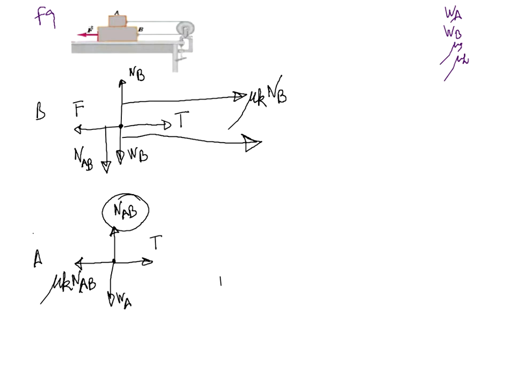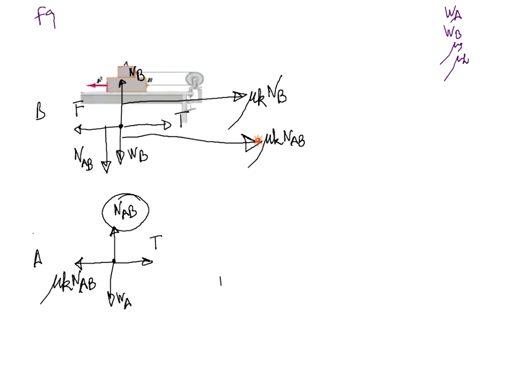That's the one we just did, right? Exactly. Exactly, Jimmy. Okay? And this one must be Mu K NAB. So this is the tricky part. This frictional force on B is going right. On A is going left. It's the same force though. Newton's third law shows up again. Okay? So be careful about that.